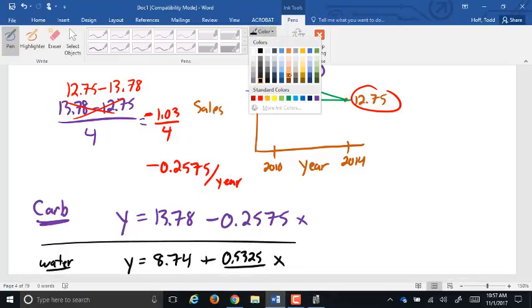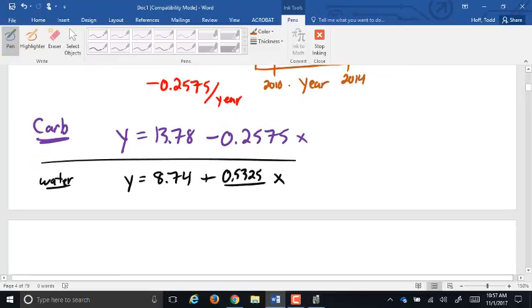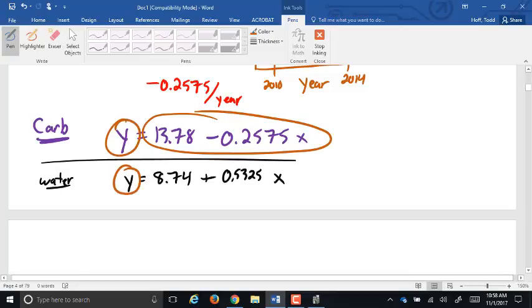Okay, now the big question is part C of that question 3. What year would you expect them to be equal? Well, when they're equal, this y equals that y, right? So I would just take this expression and this expression and set them equal.